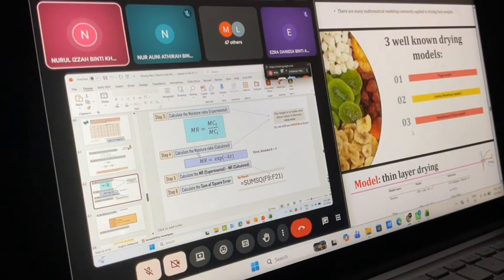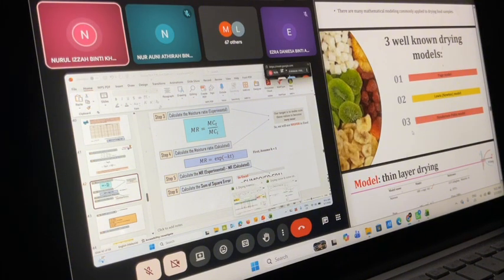Then you have to calculate the moisture ratio calculated. This one is for the experimental. Now you have to calculate the moisture content calculated, or sometimes we call it theoretical, which means that you're going to use the Lewis or Newton's equation. So this one is actually the Newton's equation. Moisture ratio is exponential of negative k time.